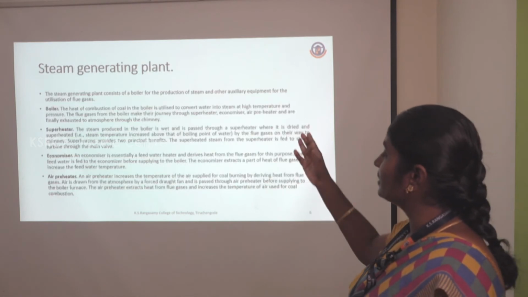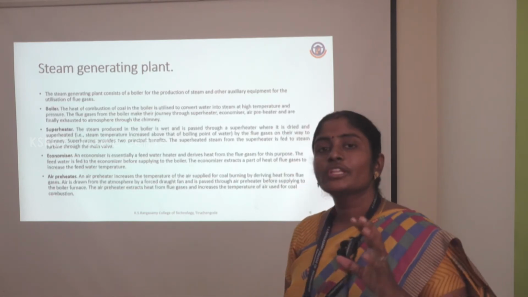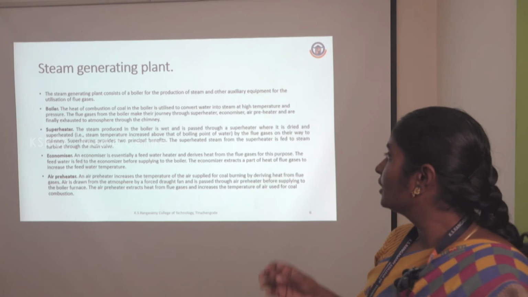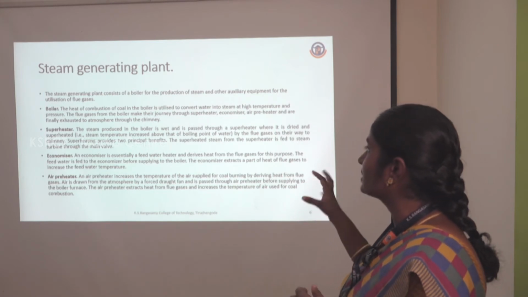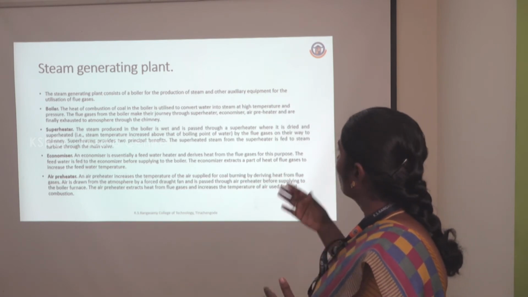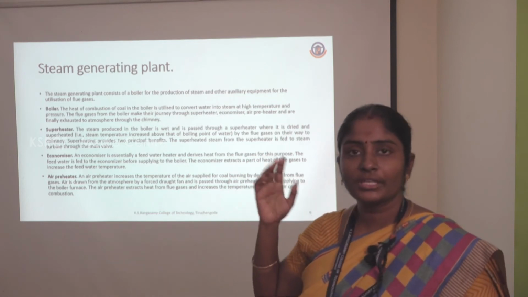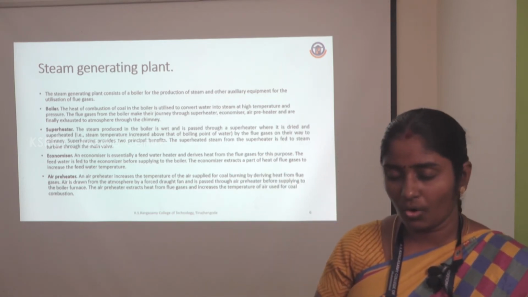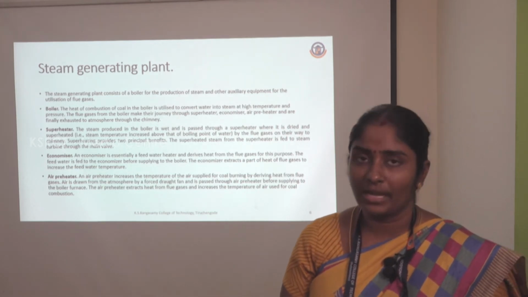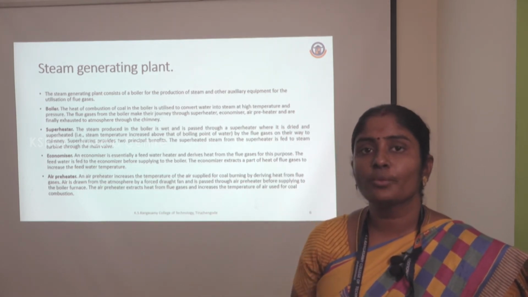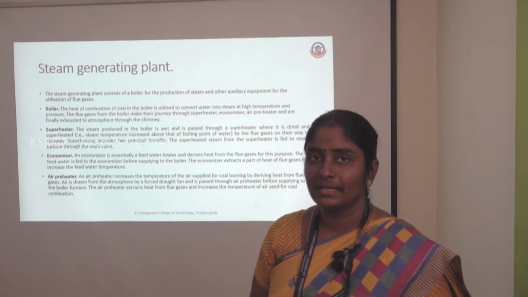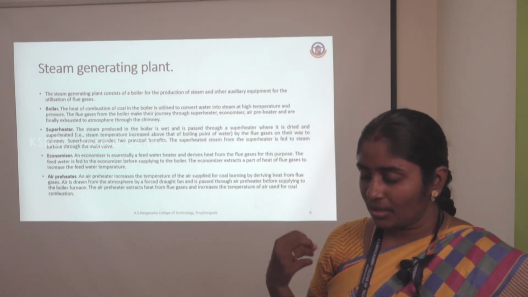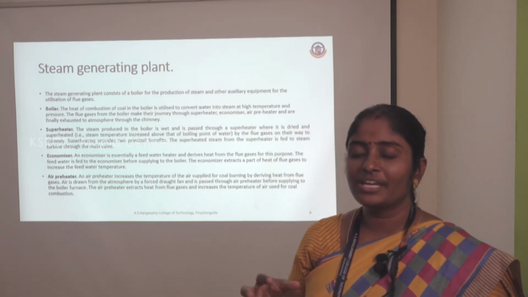The next arrangement is the steam generating plant. The steam generating plant has the boiler, superheater, economizer and the air preheater. From the name itself we come to know about the boiler. After crushing the coal, when it gets pulverized, we give it as input to the boiler.